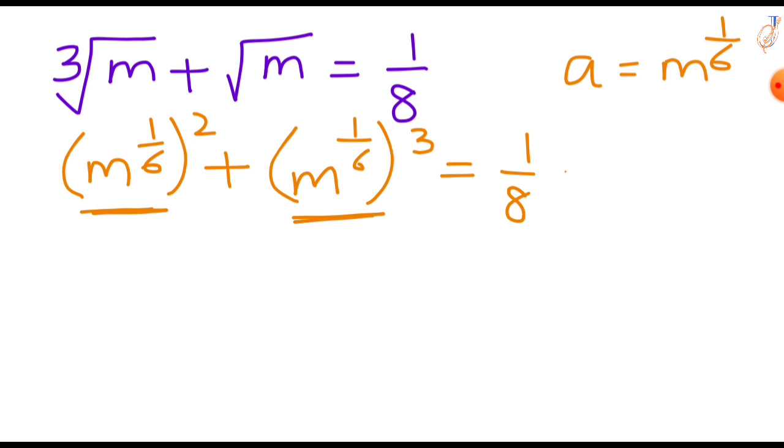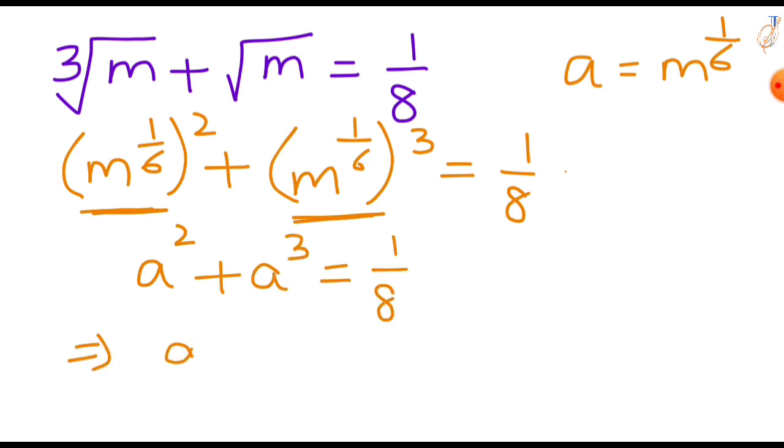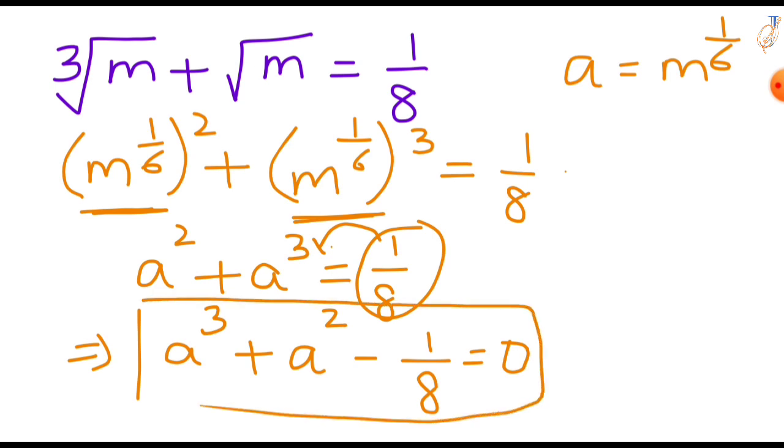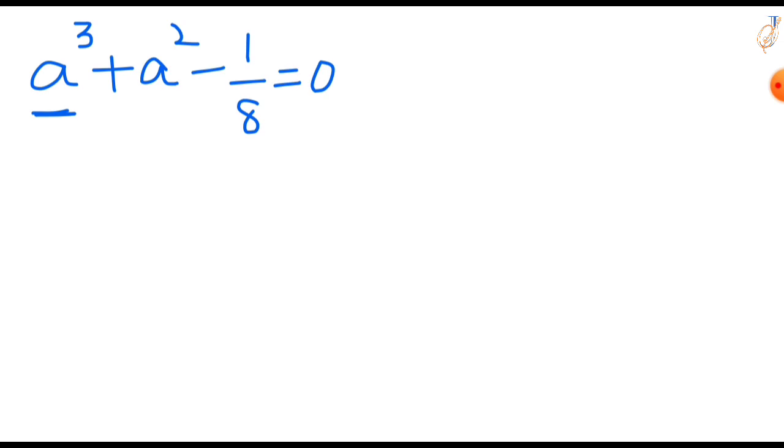Then our equation transforms into a square plus a cube, that is equal to 1 by 8. So we can write this as a cube plus a square minus 1 by 8 equal to 0. This is a cubic equation. So now, using the synthetic division method, we uncover the roots of a. The a cube coefficient is 1, then the a square coefficient is 1, then the a coefficient is not there, so we just write 0. After that, the constant value is minus 1 by 8.